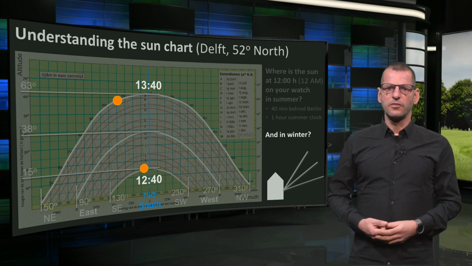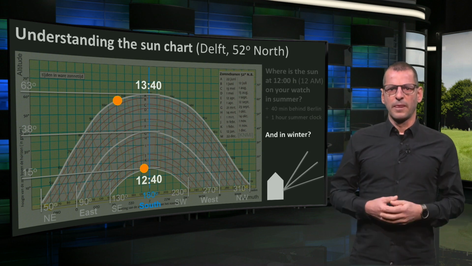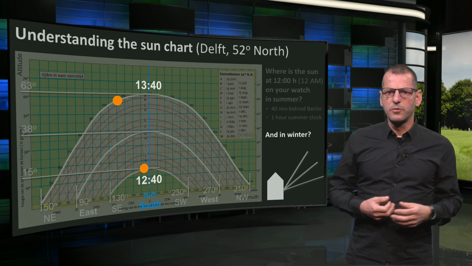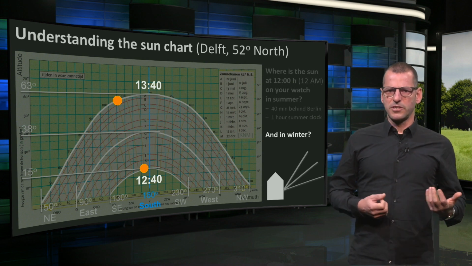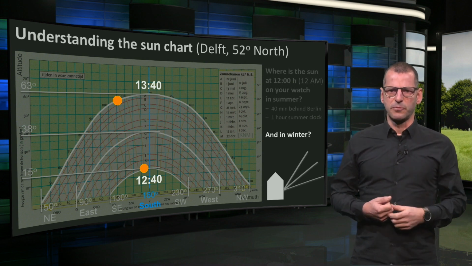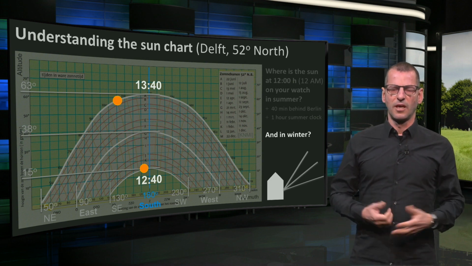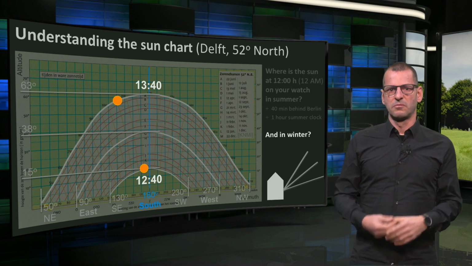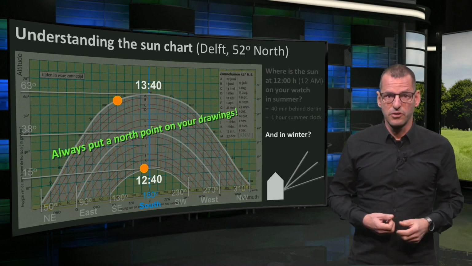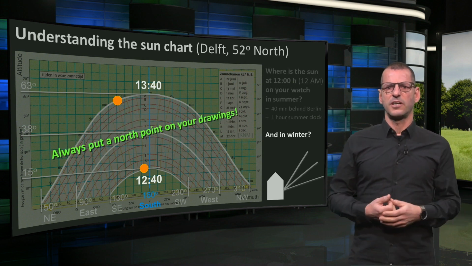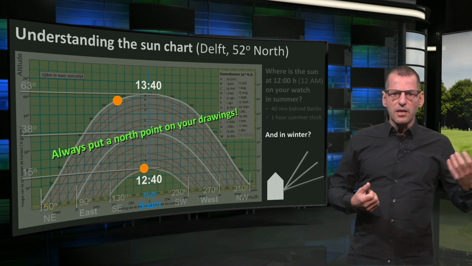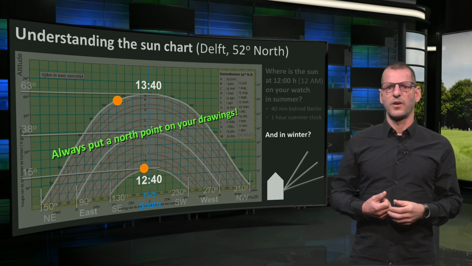Now, why is this important to know? Well, if you know where the sun is at which moment of the day, you will be able to design the right spatial configuration, glazing and shading for specific functions in a building. It starts with the sun, so always put a north arrow on your drawings. You cannot design an energy efficient building if you don't know how the sun turns around or over it.